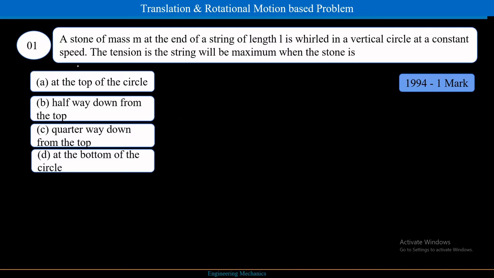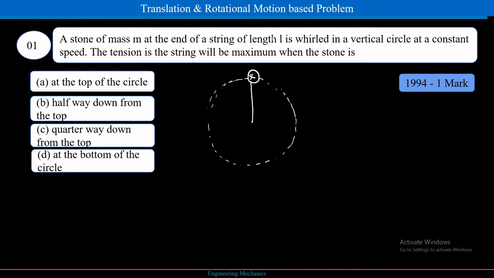Okay, let's see. A stone of mass m at the end of a string of length L is whirled in a vertical circle at a constant speed. The tension in the string will be maximum when the stone is... It's very simple. Suppose this is my string and this is my stone, and I'm rotating in this direction. Simply, I'm keeping a stone and thread in my hand and rotating it vertically. Suppose the stone is at this position. Initially, say first I consider my stone is here.